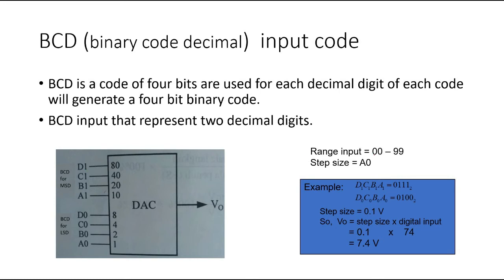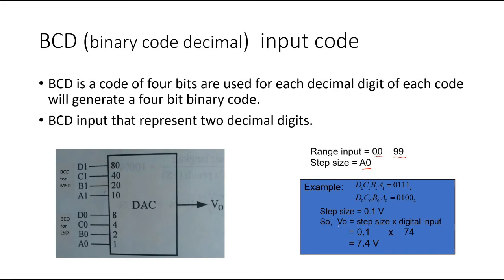So the range of inputs is 00 to 99. The step size is A0 at the least significant bit. Okay, for example, D1, C1, B1, A1 is 0111 in base 2, and then D0, C0, B0, A0 is 0100. Okay, and the step size is 0.1.